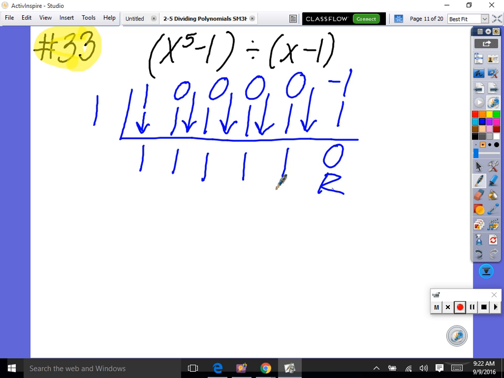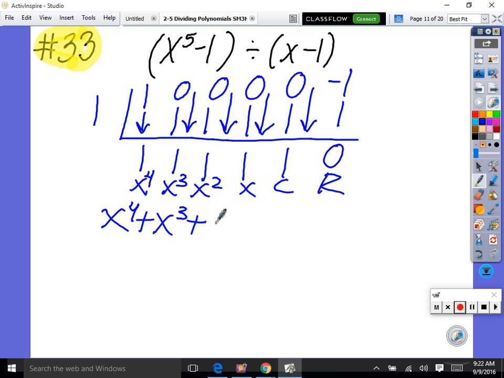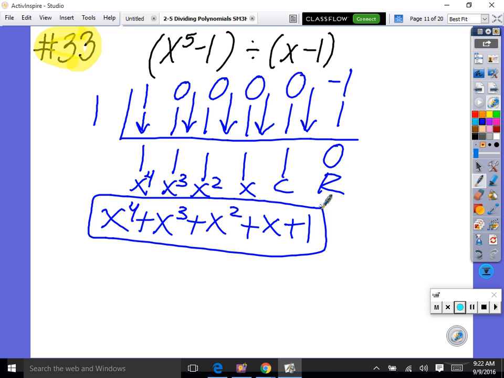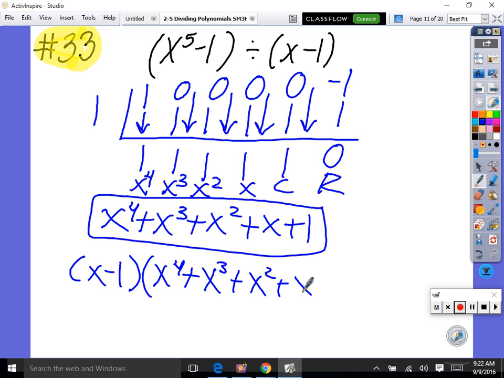That's our remainder, constant, x squared, x cubed, x to the 4th, which makes sense. Degree 5, we went down 1 degree. So x to the 4th plus x cubed plus x squared plus x plus 1 was our answer. So we know that x minus 1, just a side note, times x to the 4th plus x cubed plus x squared plus x plus 1 equals our polynomial. Equals that polynomial. All right.